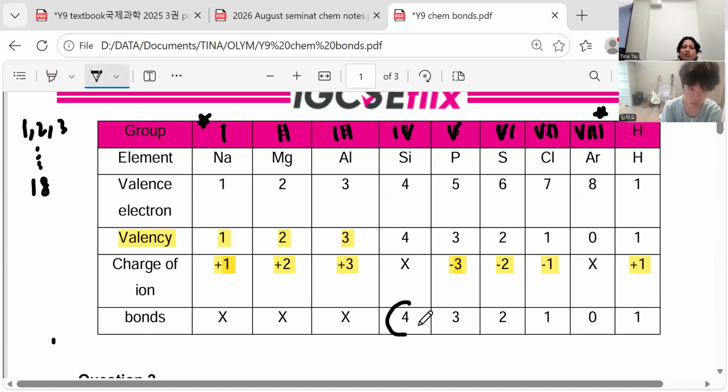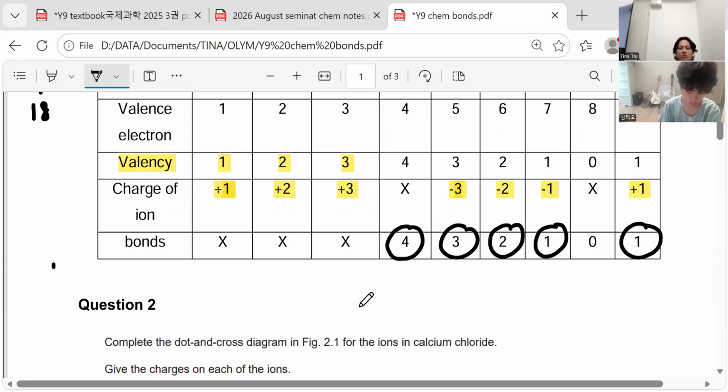But group 4 has 4 bonds. Group 5, 3 bonds. Group 6, 2 bonds, group 7, 1 bond, group 8, no bonds, and hydrogen is 1 bond. Okay, remember the difference? So this is something that you can use.